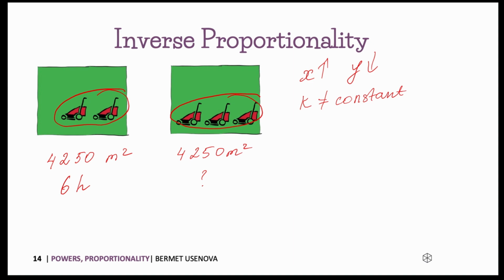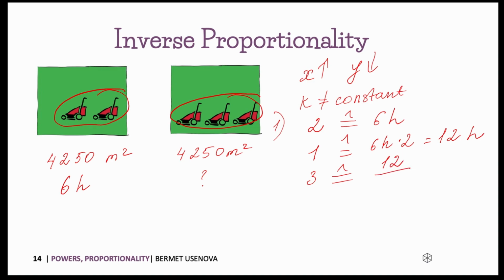Again, as in the previous example, we will see 2 different methods of how to solve this problem. So first, again, rule of 3. First step, we can see that with 2 lawnmowers, we need 6 hours. Then it means that for 1 lawnmower, we will need double the time, which is 12 hours. So it means for 3 lawnmowers, we will need 12 hours divided by 3, 4 hours.